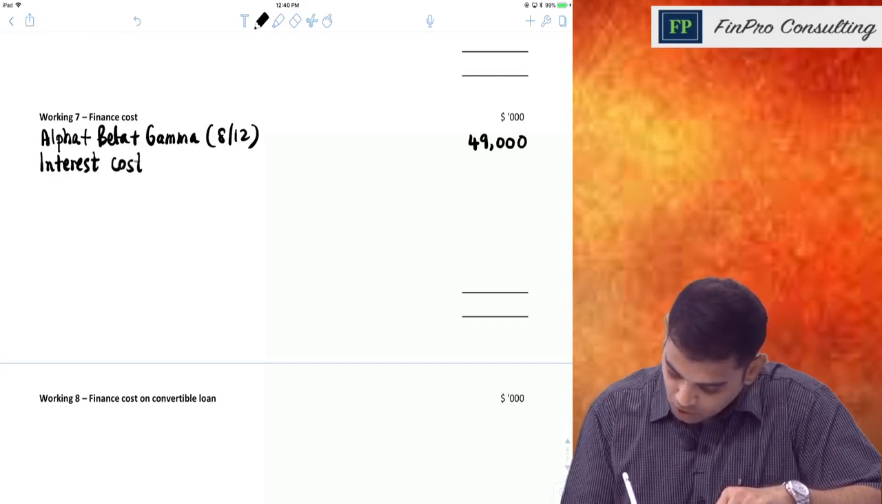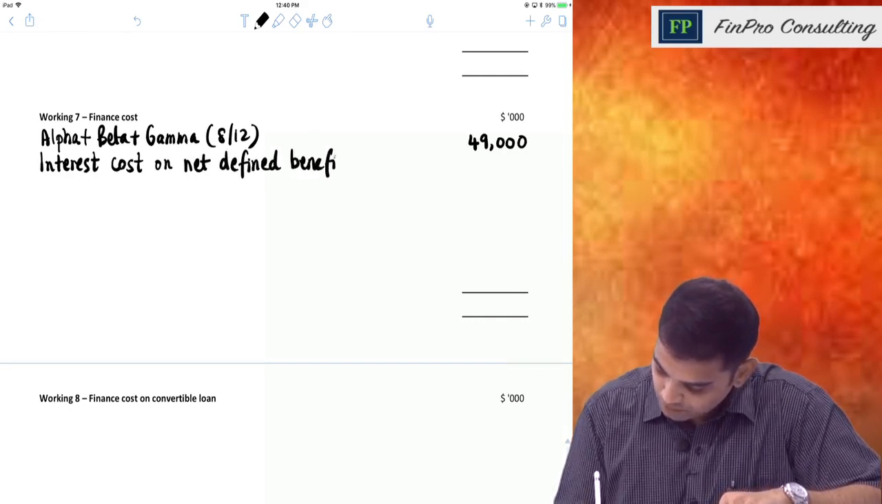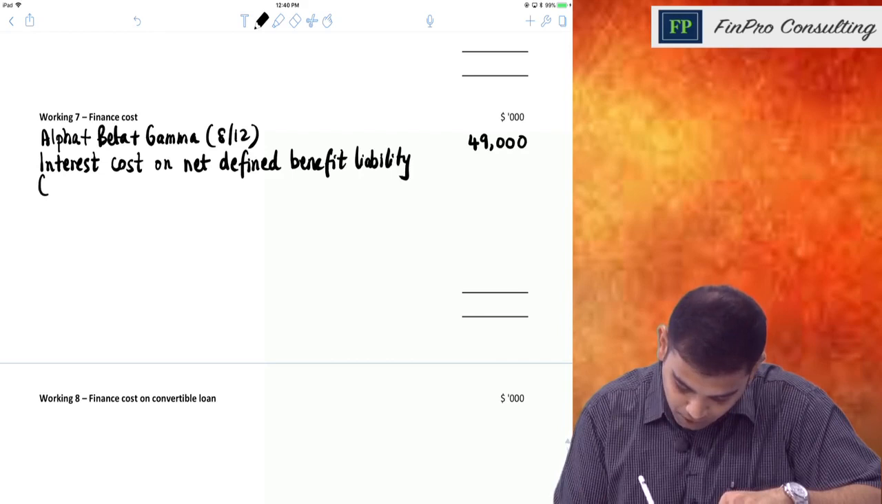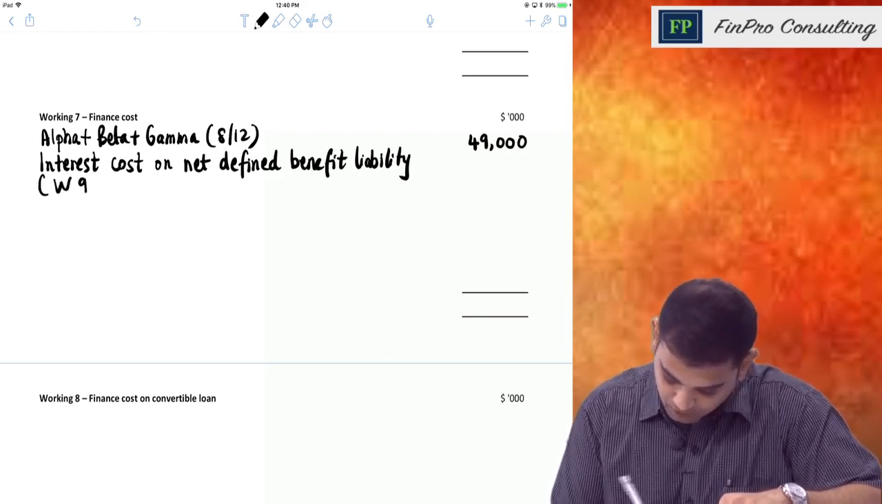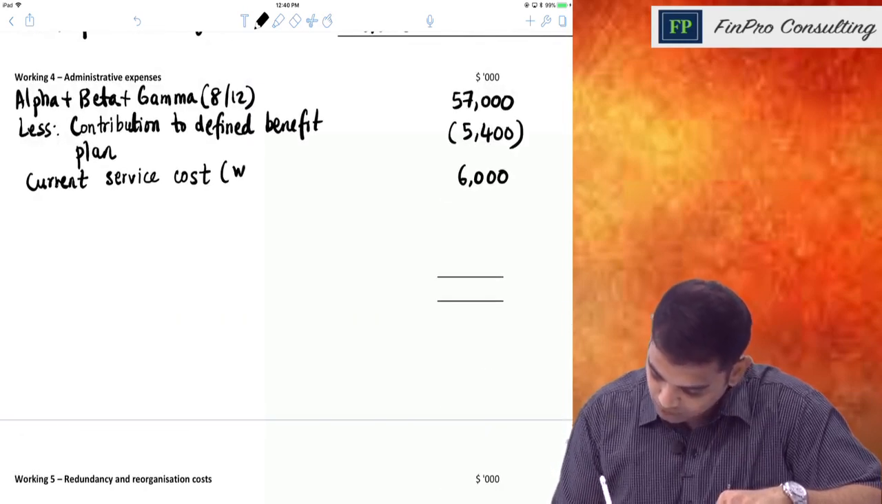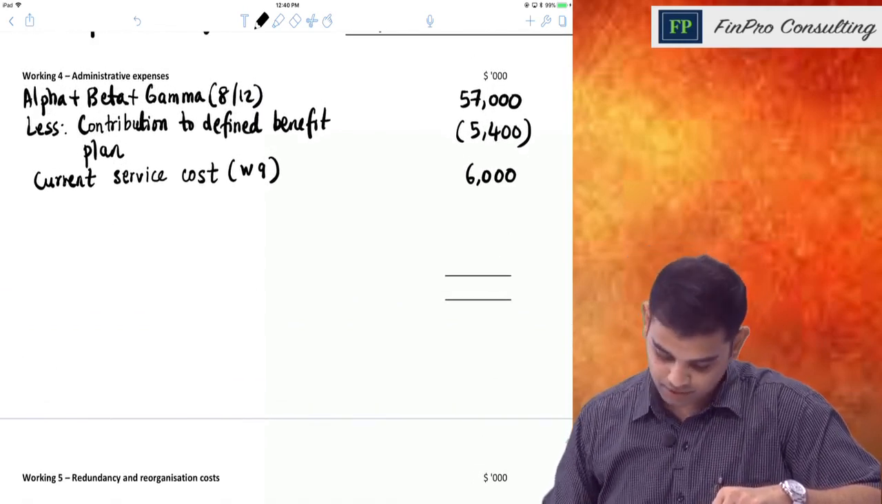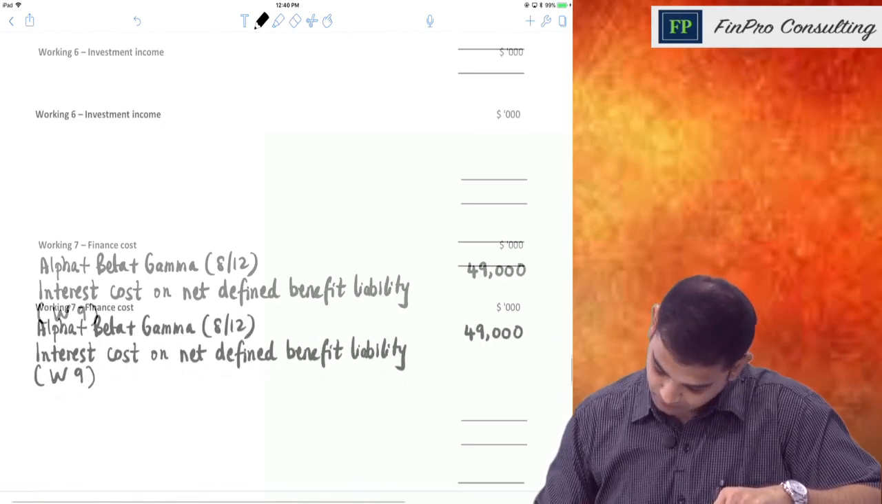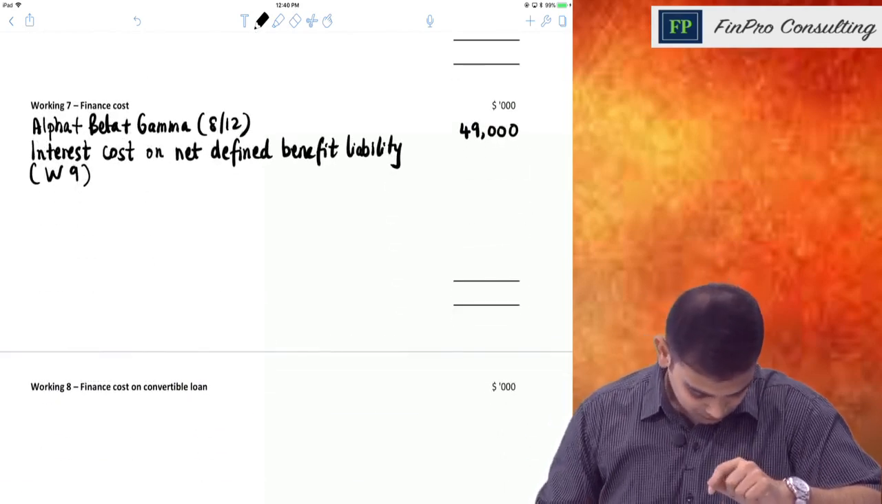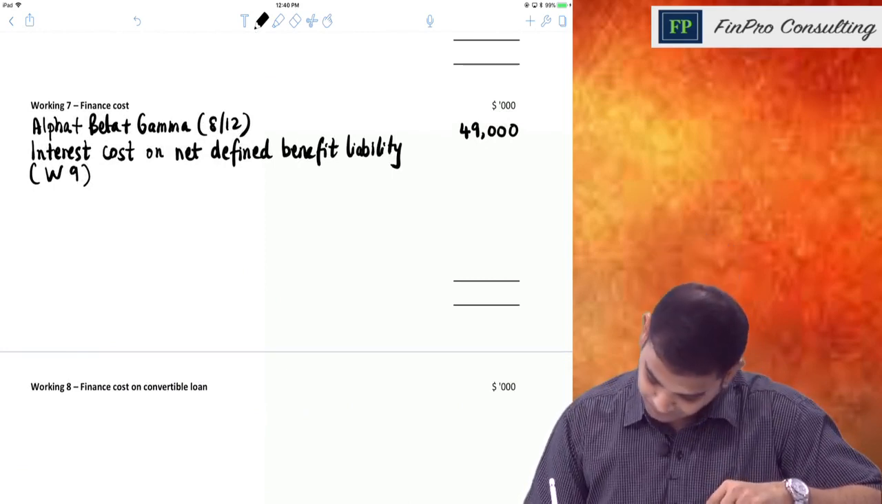Interest cost on net defined benefit liability, coming from working note number 9. Earlier I forgot to write a working note here in administrative. Current service cost from working note number 9. Here, working note number 9. Just give a reference. What is the finance cost? 250. Positive or negative? Positive. It is my cost.